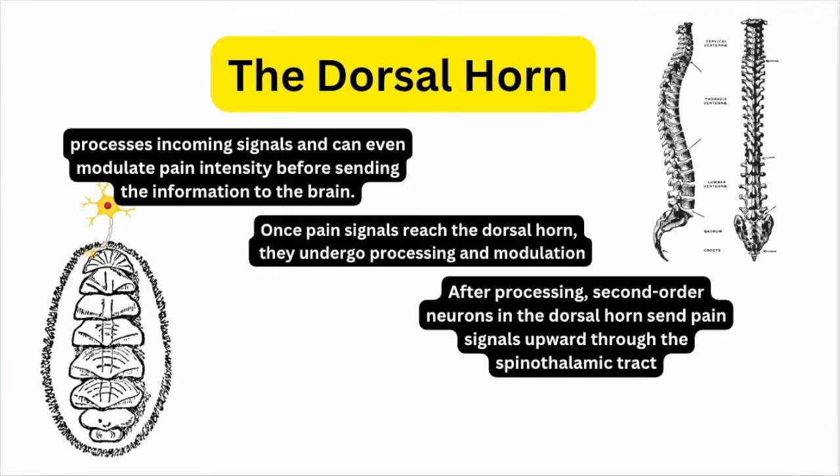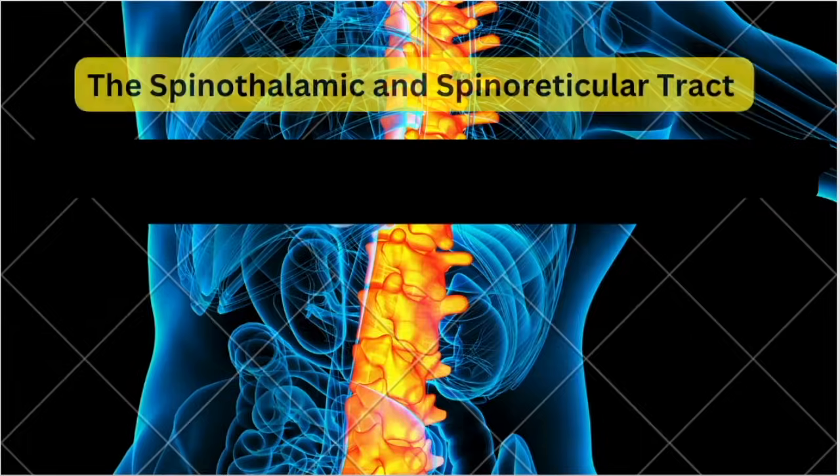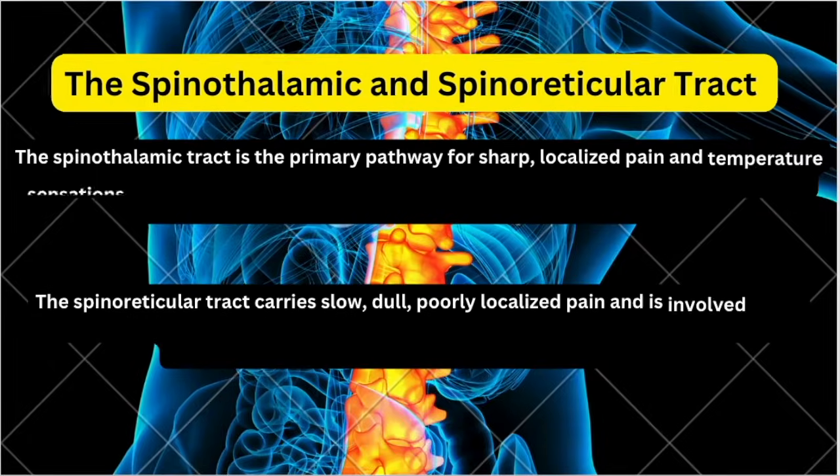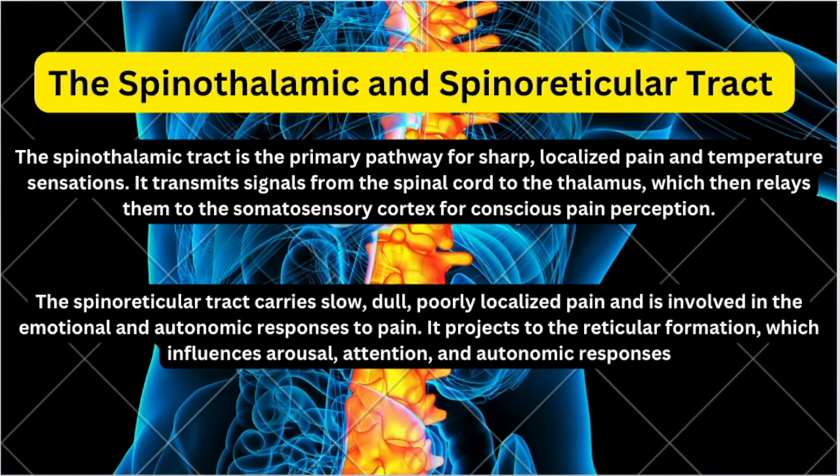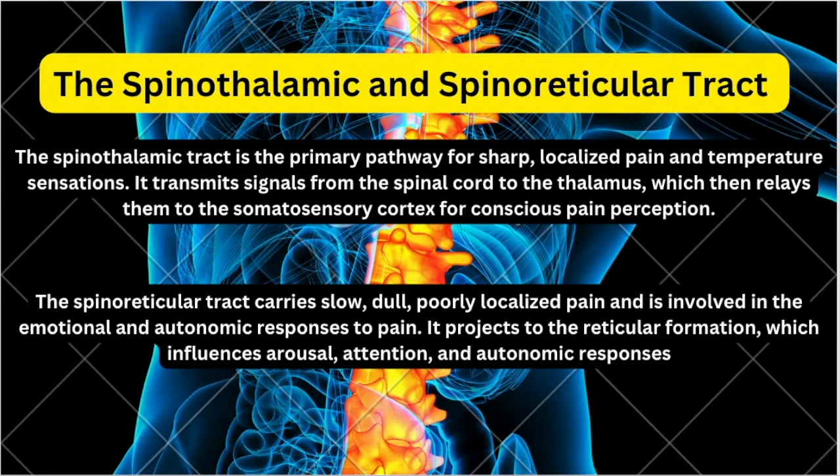After processing, second-order neurons in the dorsal horn send pain signals upward through the spinothalamic tract. The spinothalamic tract is the primary pathway for sharp, localized pain and temperature sensations. It transmits signals from the spinal cord to the thalamus, which then relays them to the somatosensory cortex for conscious pain perception.